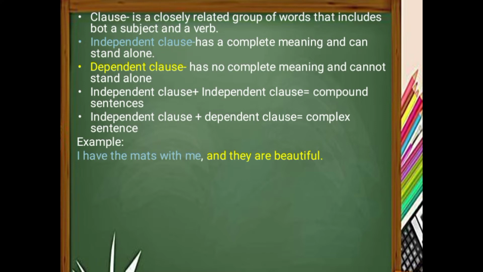For example, I have the mats with me and they are beautiful. Let's see. The blue words are the independent clause. I have the mats with me. It has a subject, it has a verb, and it is complete in meaning. You can understand it. The yellow ones, and they are beautiful, seem incomplete in meaning. This is a dependent clause. It cannot stand alone without the independent clause.